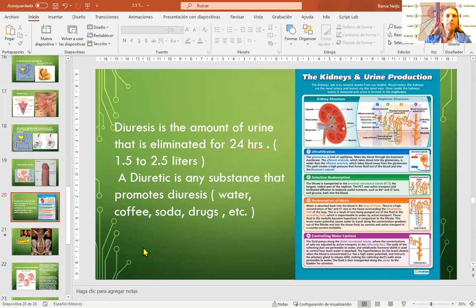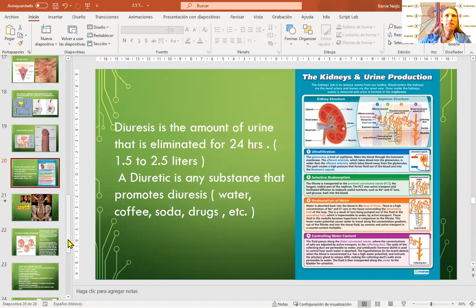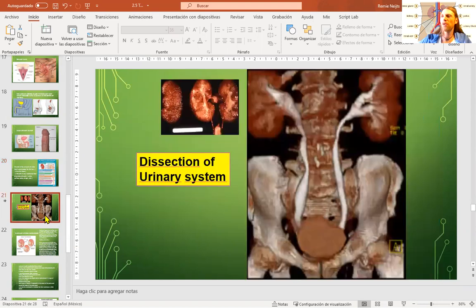Some examples are coffee, beer, even watermelon juice is very diuretic. Also jugo de Jamaica, agua de Jamaica, is very diuretic. It makes you urinate more. Also chamomile tea, you know how you call that in Spanish? Manzanilla, it's chamomile tea. Yeah, this yellow flower, also diuretic.